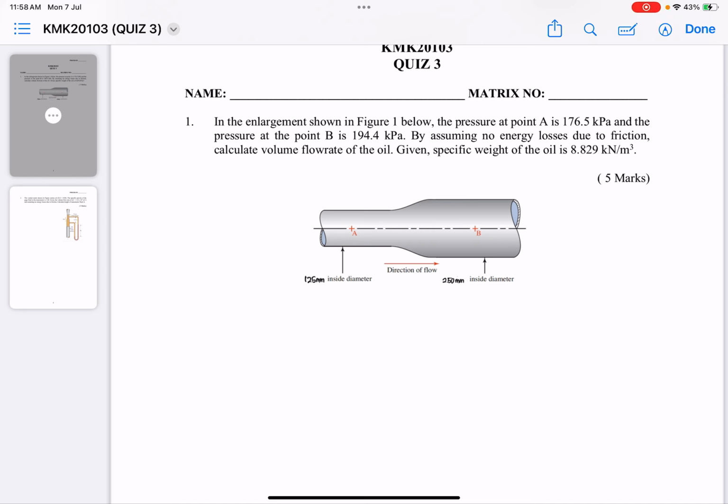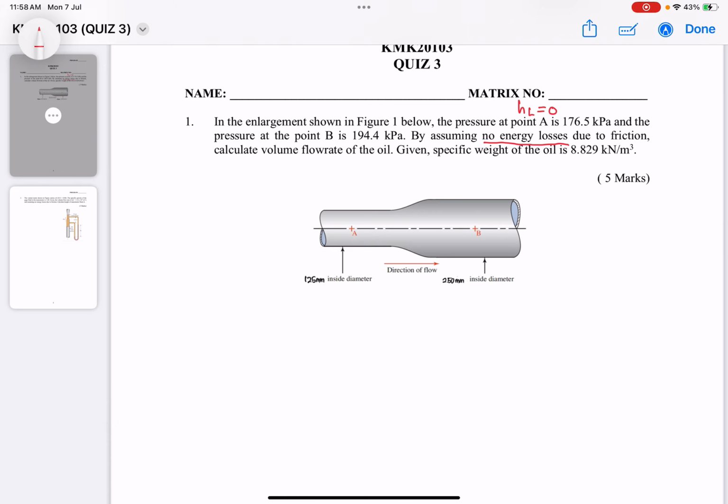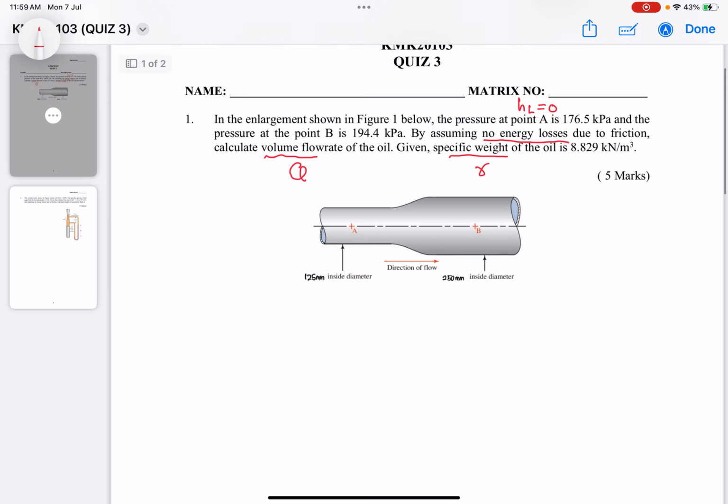In the enlargement shown in figure 1 below, the pressure at point A is 176.5 kilopascal, and the pressure at point B is 194 kilopascal. By assuming no energy losses, the keyword over here is no energy losses, meaning that HL is actually equal to 0. Calculate the volume flow rate of the oil. Volume flow rate is represented by the symbol Q. Given that the specific weight of the oil is 8.829 kilonewtons per meter cubed. And of course, specific weight from chapter number 1 is represented by the symbol gamma. The question is asking what is the value of Q.